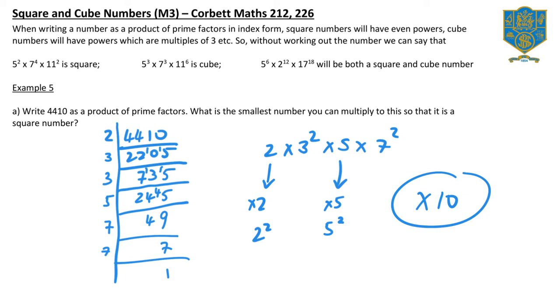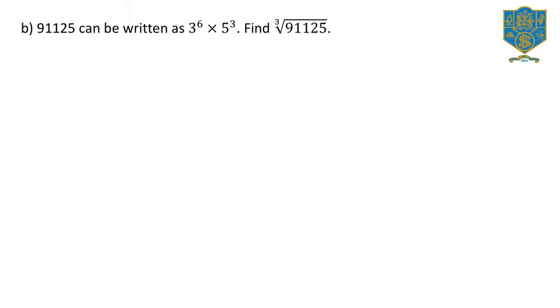Obviously we could multiply it by itself. So we could have done 4,410 multiplied by 4,410, and that number is definitely a square number, but the smallest number would be 10. Example B, 91,125 converted into 3 to the power of 6 times 5 to the power of 3. Find the cube root of that number.